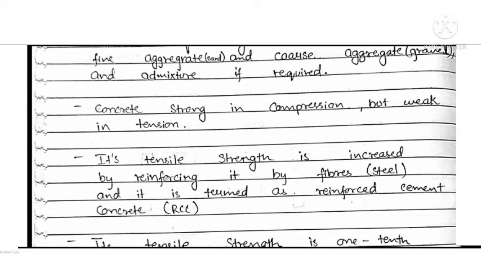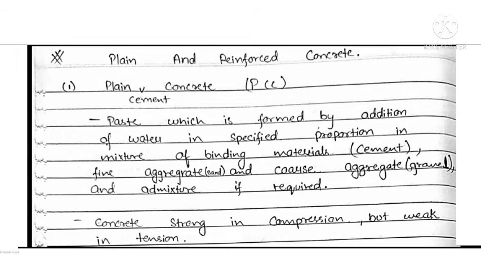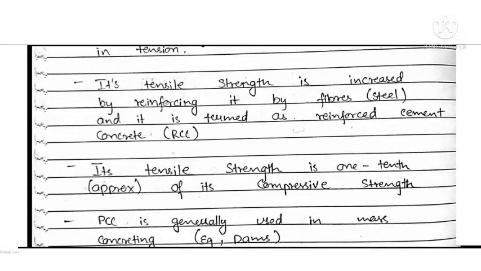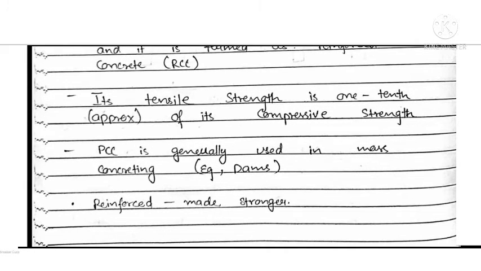Next point is the tensile strength is increased by reinforcing it with fibers, that is steel here, and it is termed as reinforced cement concrete, which is called RCC. Its tensile strength is approximately 1/10 of its compressive strength. Plain cement concrete has a tensile strength 1/10 of its compressive strength. PCC is generally used in mass concreting, for example dams. PCC has less strength compared to RCC, that is why it is used only where high strength is not required, for example mass concreting, such as dam making.